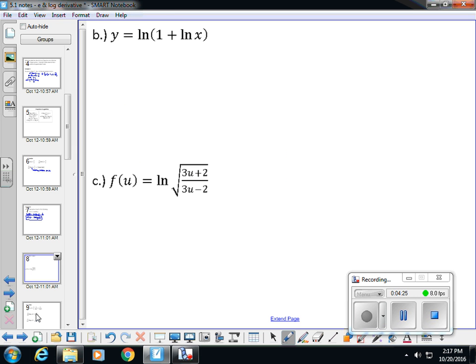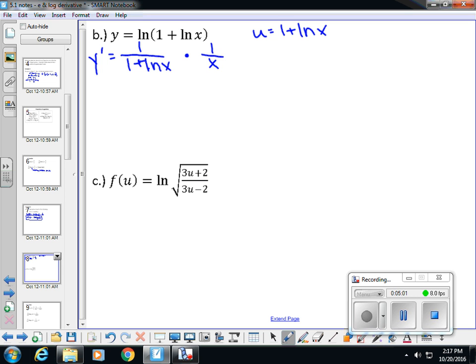In part B, I have y equals the ln of 1 plus the ln of x. So I'm going to do y prime. The ln of some u is going to be 1 over that u thing, right, times the derivative of that u. Okay, and by u I mean u is 1 plus the ln of x. So the derivative of 1 is 0, the derivative of ln of x is 1 over x.